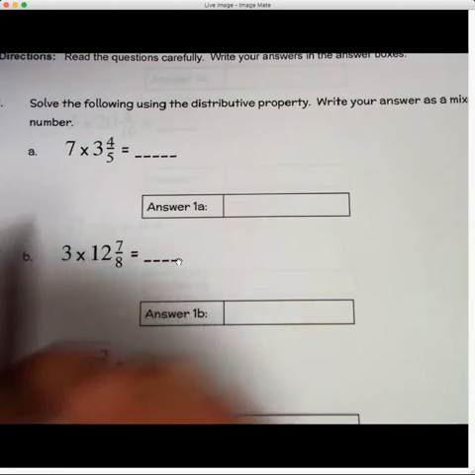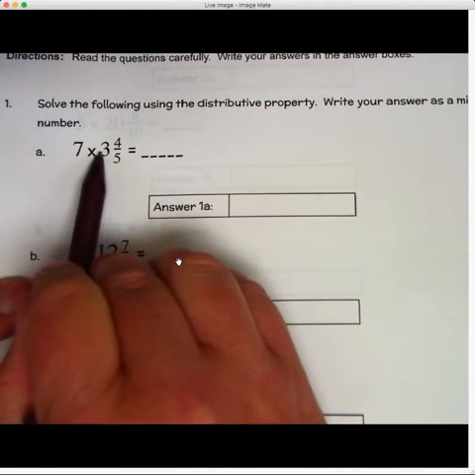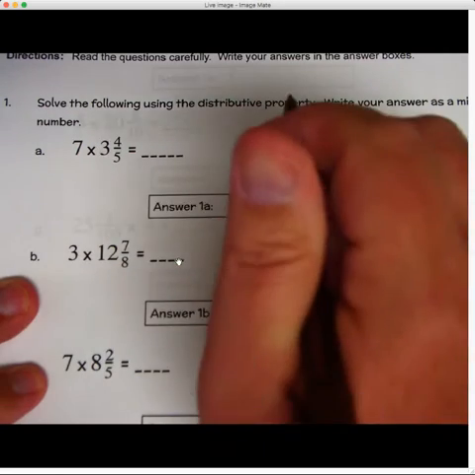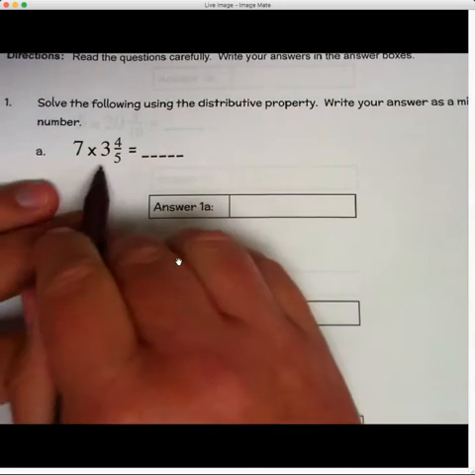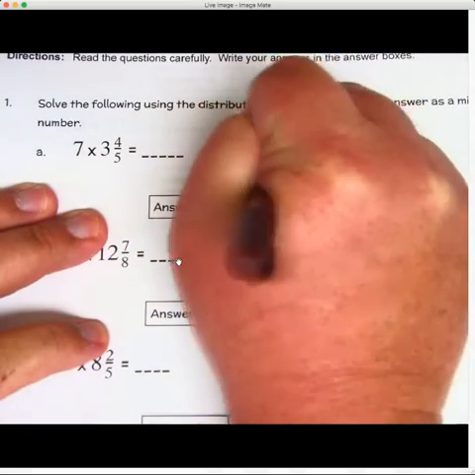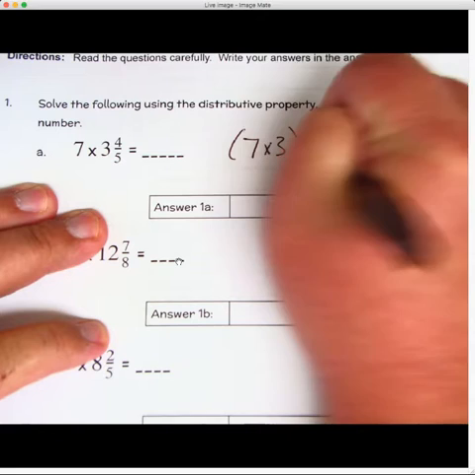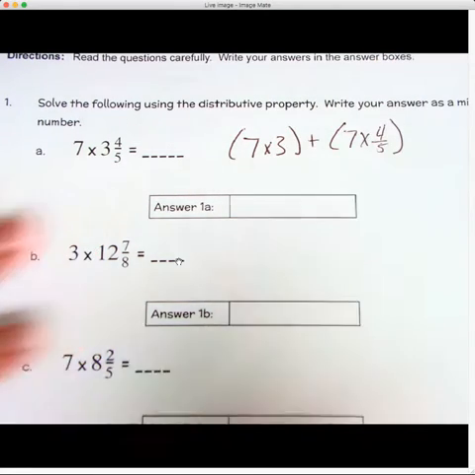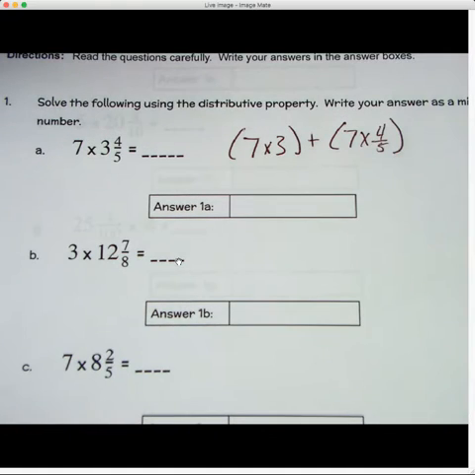Basically, that means we're multiplying 7 times 3, and then we're multiplying 7 times 4/5. So I'll write it out just to show you the distributive property, and we'll get started here then. So 7 times 3 and 4/5 is the same thing as 7 times 3 plus 7 times 4/5. All right, we just add the answers together. So let's find the answers.